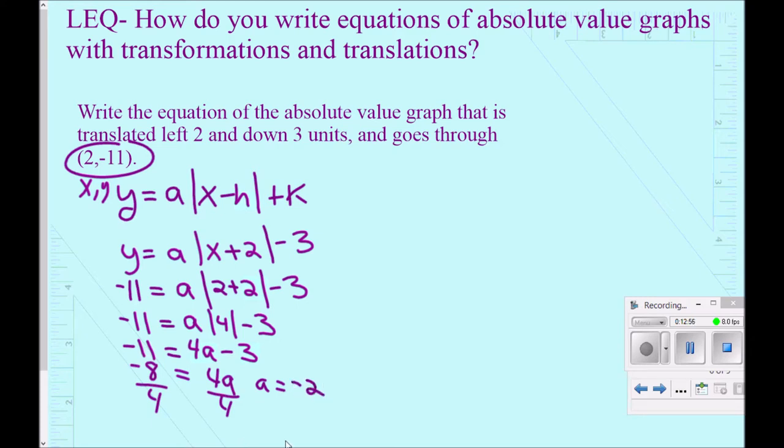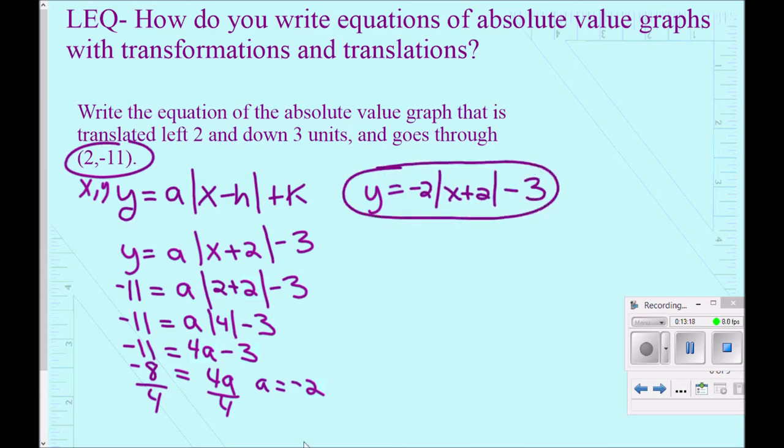So now that we have the a value, now we can write the equation of the absolute value. So I'm coming back here to where we had everything filled in except for the x, y, and a, and we're going to go ahead and substitute in the a. So y equals -2 times the absolute value of x plus 2, minus 3. And that's the equation of our absolute value graph.